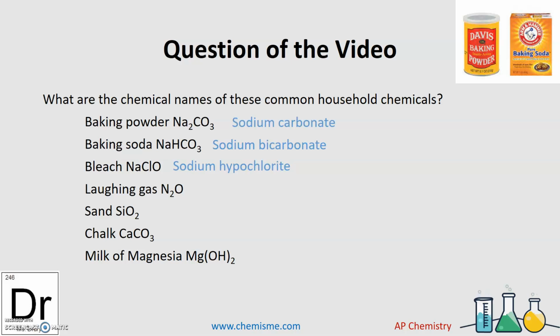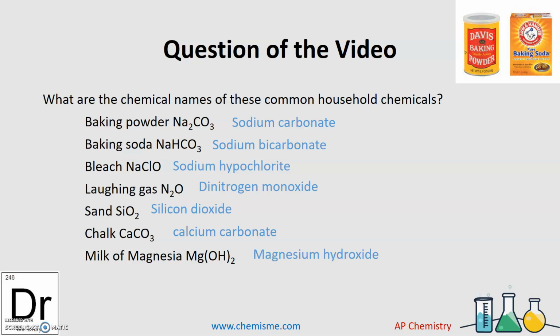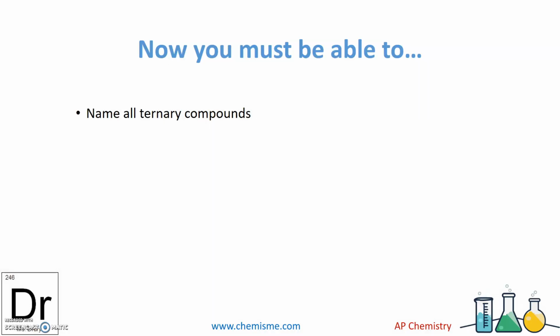Laughing gas is known as either nitrogen 1 oxide or dinitrogen monoxide. Sand or silica is also known as silicon dioxide or silicon 4 oxide. Chalk is known as calcium carbonate, kind of like sodium carbonate. And milk of magnesia, and remember, watch out for that hydroxide OH. It's one of the only polyatomics that ends in "ide," like most other 2-element compounds. So this is magnesium hydroxide. At this point, you should be able to name all ternary compounds.